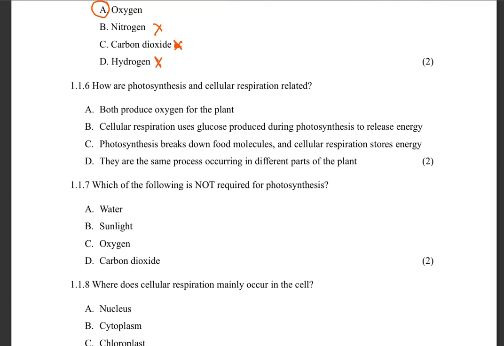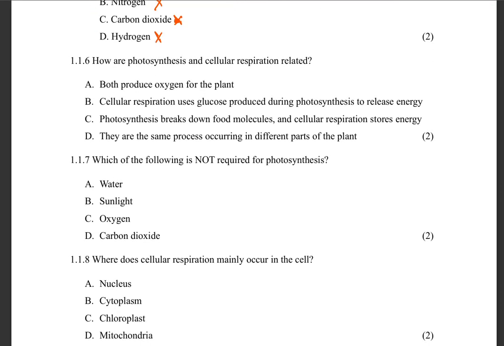Then we go to 116. How are photosynthesis and cellular respiration related? These are cellular processes that are both very important and they are both taught in topic 1. We normally teach photosynthesis first and talk about the products of photosynthesis and how those products are requirements for cellular respiration. So how are photosynthesis and cellular respiration related?